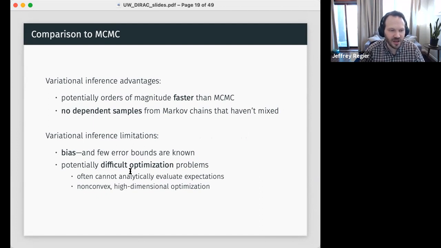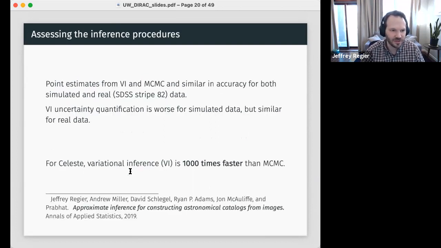Okay, so these are the drawbacks. At first, we tried both MCMC and variational inference. These are just a high-level summary of our findings. We have a paper describing them in lots of depth. Basically, our findings were that the point estimates from VI and MCMC were similar in their accuracy for both simulated and real data. The simulated data comes from our model, so there's no model misspecification. And the point estimates are just if we report the mean. So we come up with not a probabilistic catalog, but maybe a MAP estimate or a mean estimate of the catalogs. And we find that both procedures perform similarly.